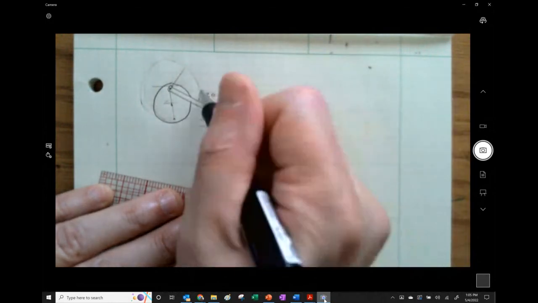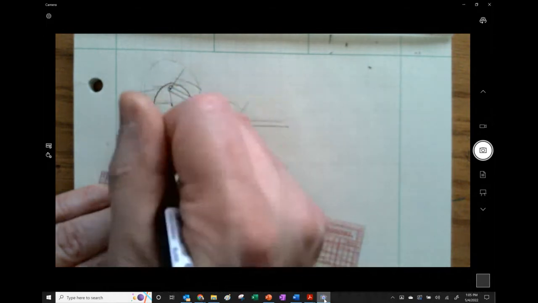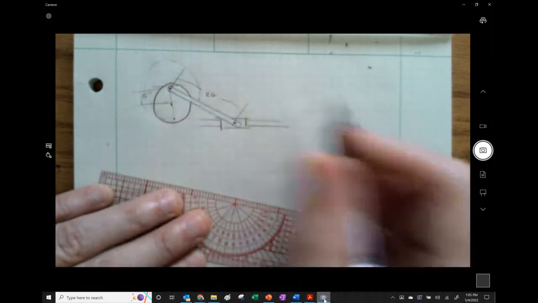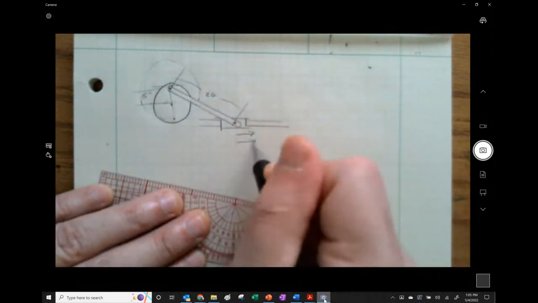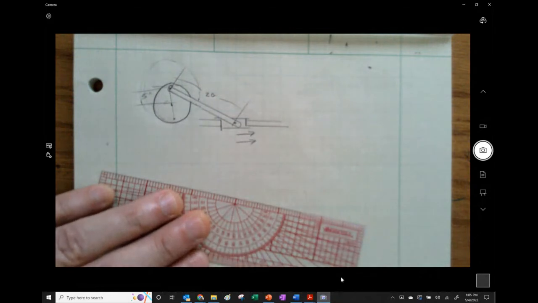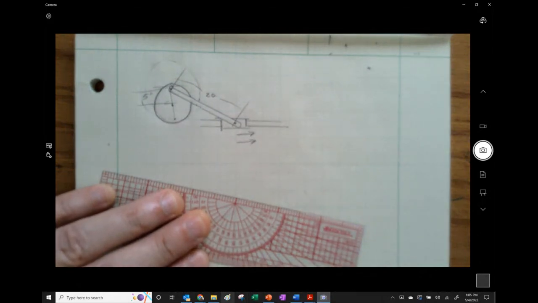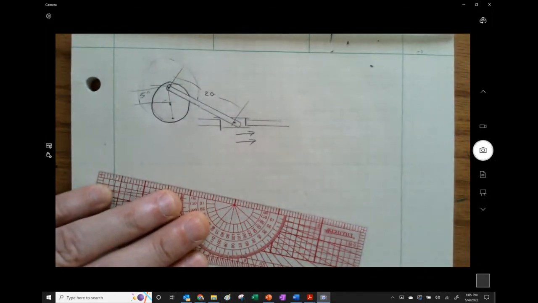There's 20 inches, and this is 5 inches. And so what were these values right here? Where'd you go? Nope, my mouse is on the wrong screen.